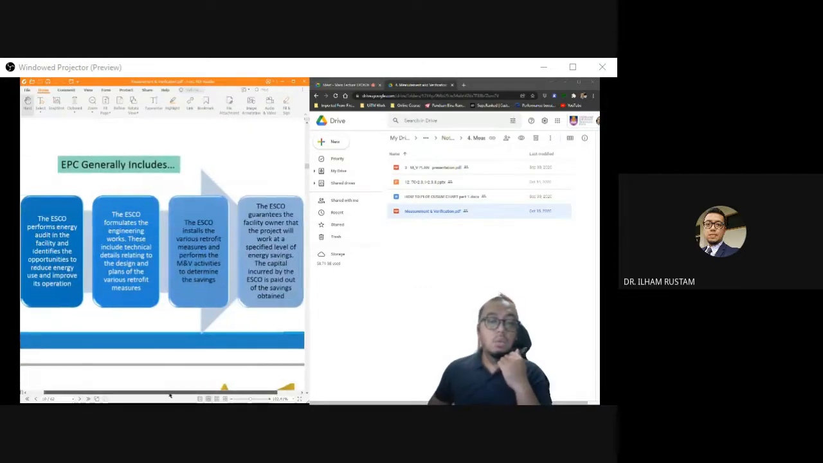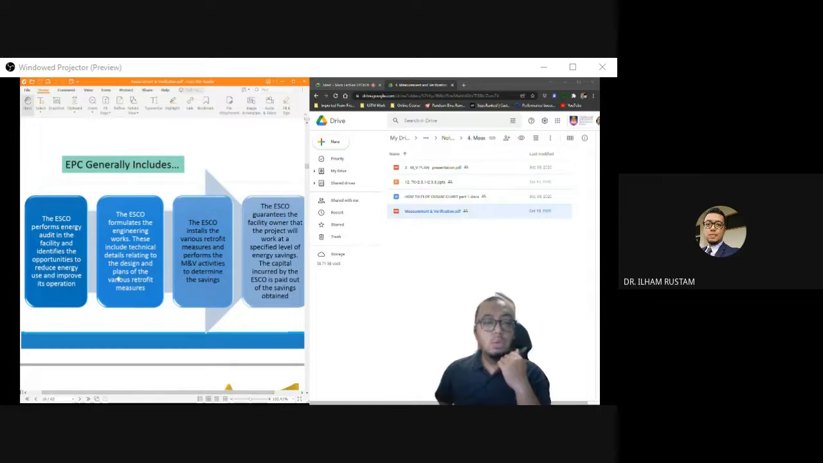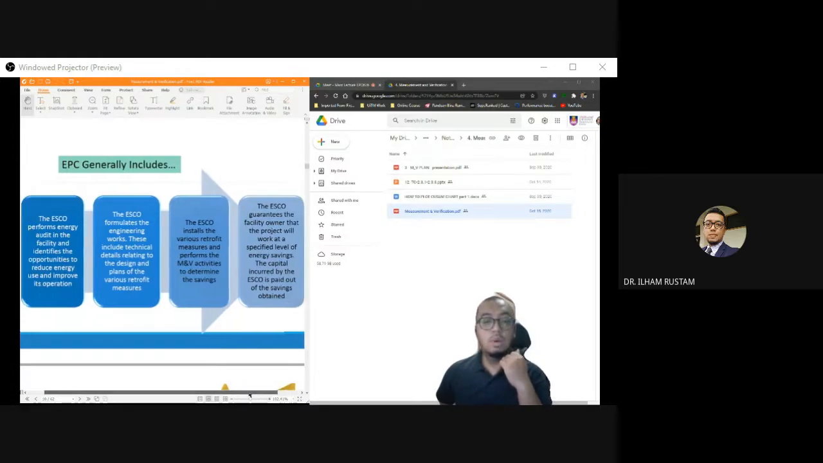Okay, so what does the EPC generally include? It includes identifying opportunities to implement ECM. The ESCO also comes up with a plan to formulate what kind of technical details may be needed in order to install. And then the ESCO installs, and any kind of warranty issues, maintenance or whatever is maintained by the ESCO during the period of agreement between the client side and the ESCO.